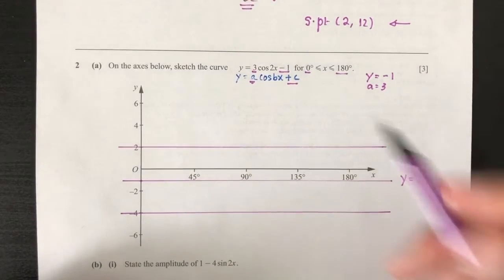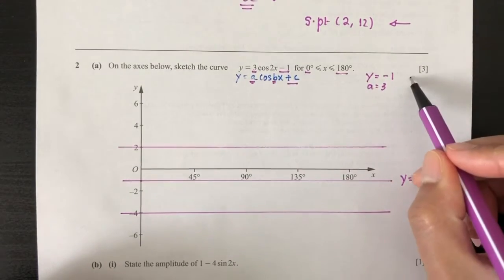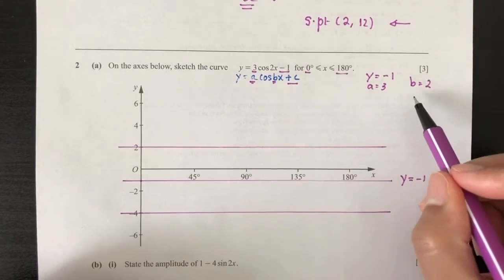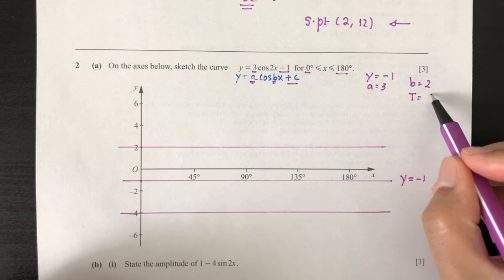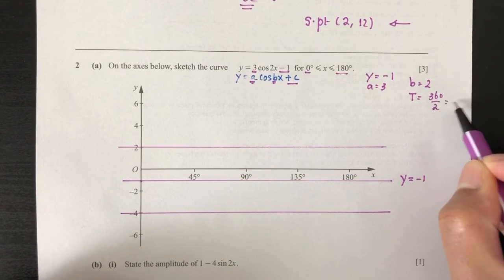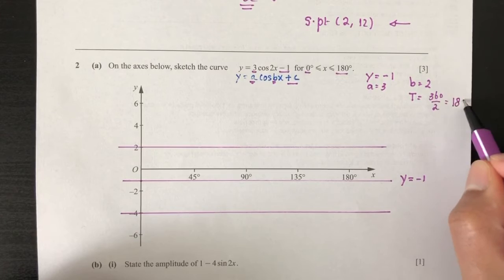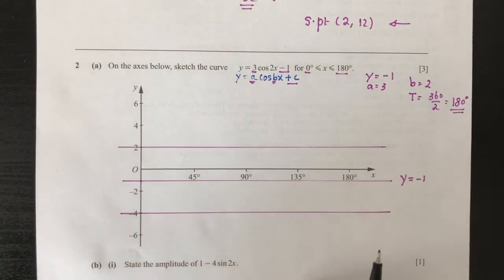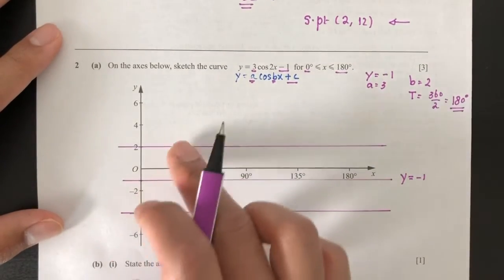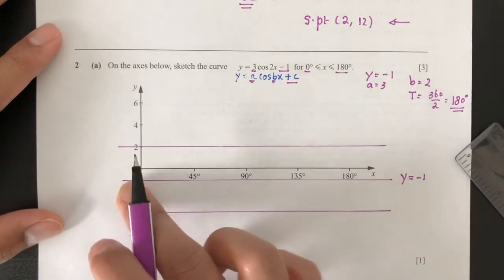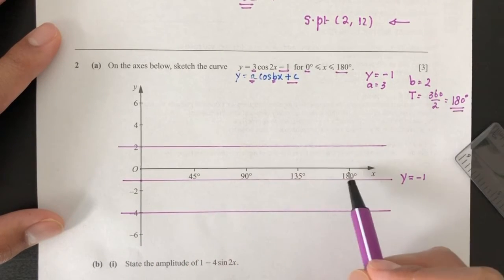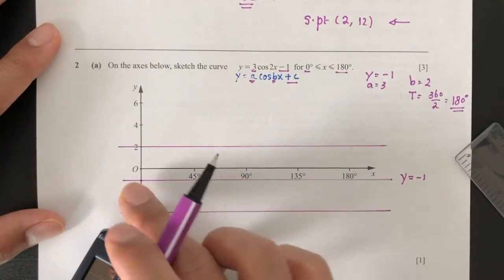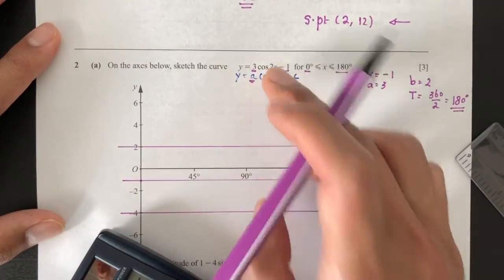Now next step is to look at this point b. So here b is equal to 2, which means the period here is equal to 360 divided by 2, which is 180. So for every 180, we'll have a period of this graph. But that's okay, it's good to know. But now let's find the points we need to plot. To find the points is pretty easy. As you can see here, we have 0, 45, 90, 135, and 180. So we just have to replace those values of x in this equation to find the y values.